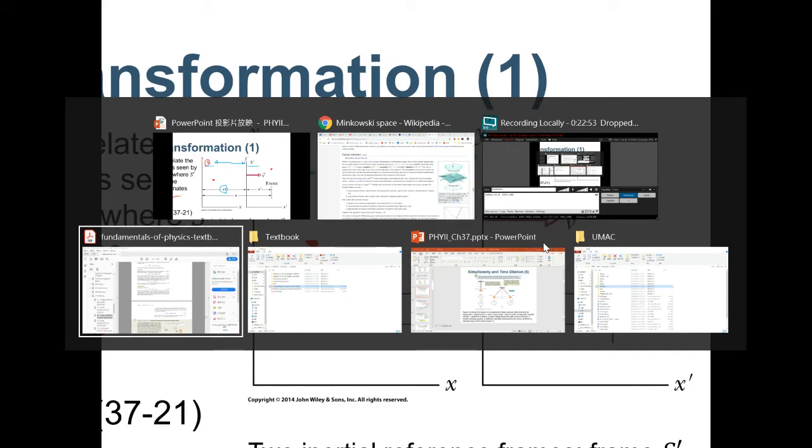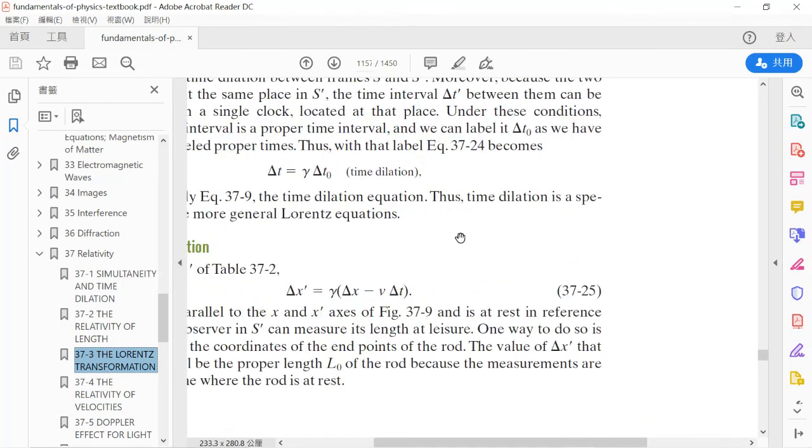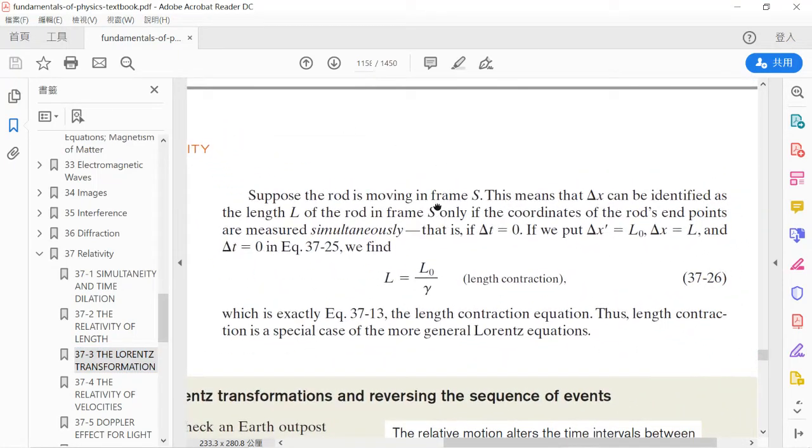Can check here. This means that delta x can be identified as the length of the rod in the frame S only if the coordinates of the rod end points are measured simultaneously. Okay, so they need to be measured simultaneously to become the proper length. So when delta t equals to zero, delta x prime should be the proper length, and delta x is not the proper length. So the length at the S reference frame should be contracted.